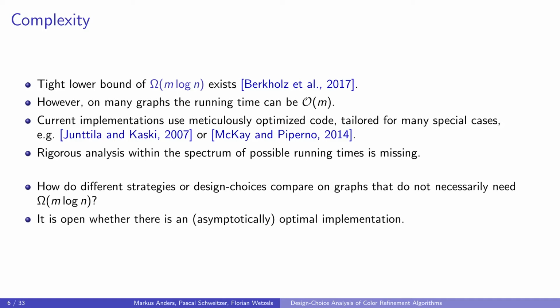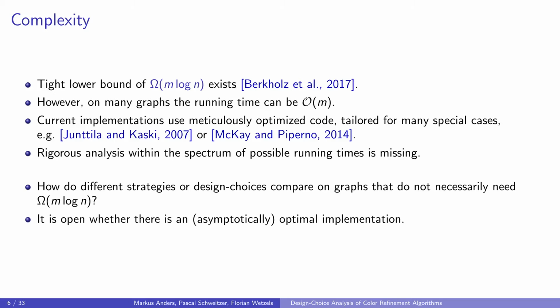Now I will shortly recap what we know about the performance or the complexity of color refinement. First, it can be implemented in time O(m log n). There is also a lower bound of m log n, which was shown under reasonable assumptions in 2017 by Berkholz et al. However, there are many graphs on which color refinement only needs linear time, which should be exploited in practical algorithms. Current implementations are indeed very fast, which they achieve by highly optimized code and treating many special cases with tailored code. What is missing, however, is a precise theoretic analysis within the spectrum of possible running times.